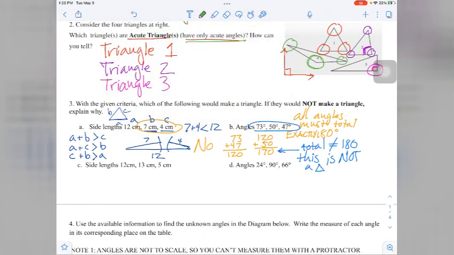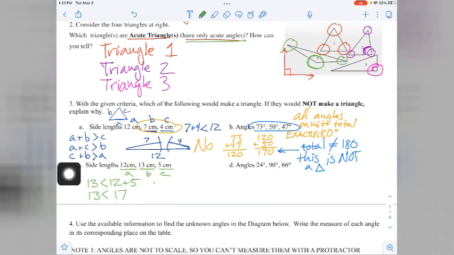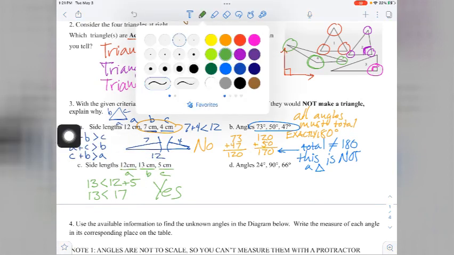Part C says if the side lengths are 12, 13, and 5, so if I have a triangle that is 12, 13, and 5, let's say this is side A, B, and C. To just do my quick check, I usually do the longest side. Usually this is good enough. So 13 has to be less than 12 plus 5. So in this case, is it? 12 plus 5 I know is 17. Is 13 less than 17? The answer is yes. So this can be a triangle.